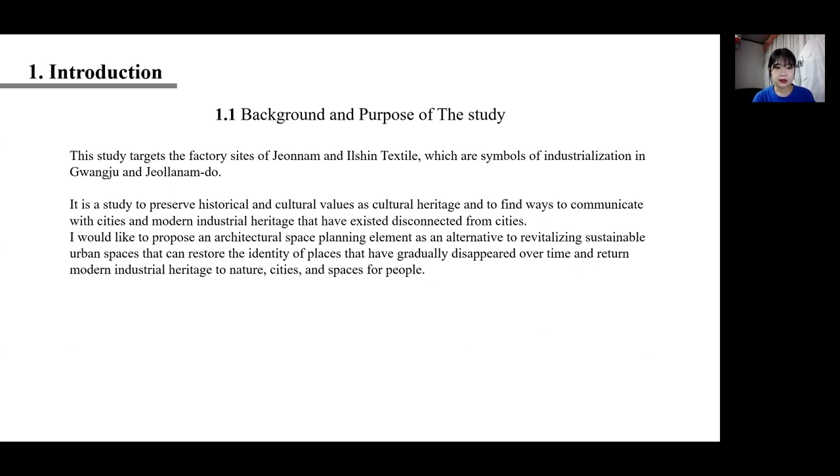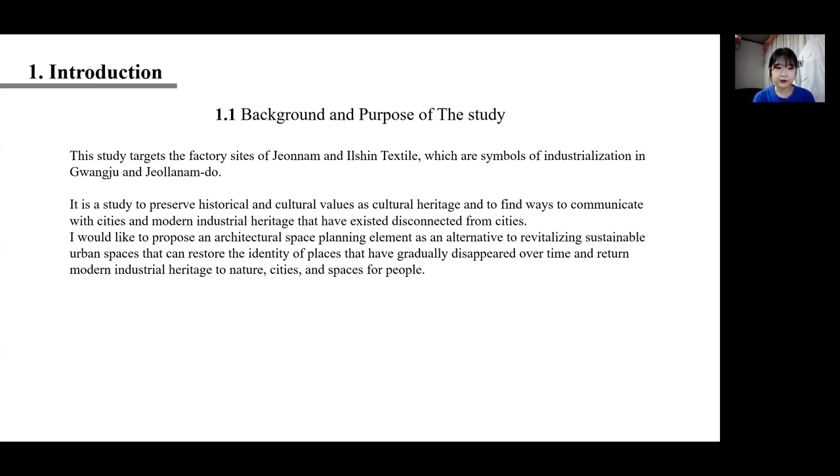This study targets the factory sites of Jeonnam and Ilsin Textile, which are symbols of industrialization in Gwangju and Jeollanam-do. It is a study to preserve historical and cultural values as cultural heritage and to find ways to communicate with cities and modern industrial heritage that have existed disconnected from cities.